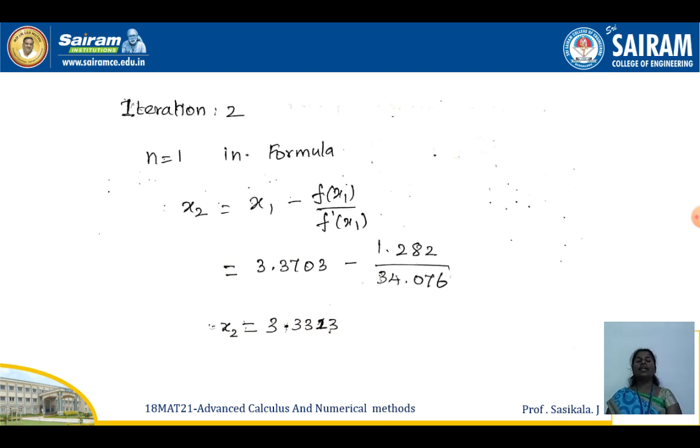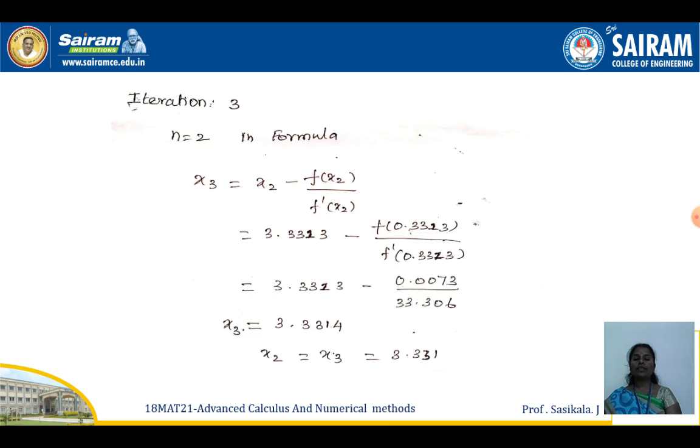Once you have found your f of x1 and f dash of x1, I can move to iteration number 2. Substitute n is equal to 1 in the formula and you will get your x2. It is xn plus 1, so it becomes x2 equal to x1 minus f of x1 by f dash of x1, which gives 3.3703 minus 1.282 by 34.076. Now you can use the calculator and simplify. I can get my x2.